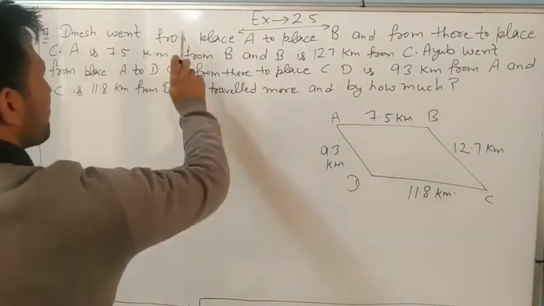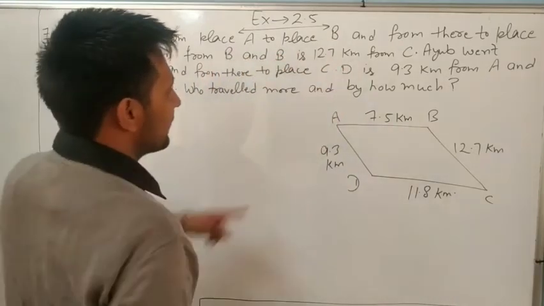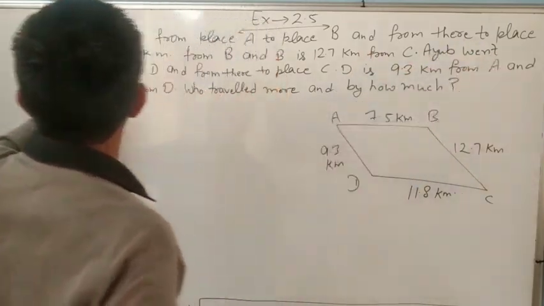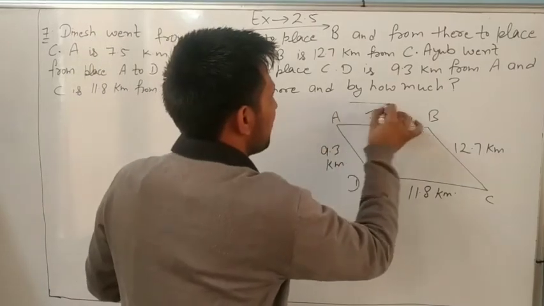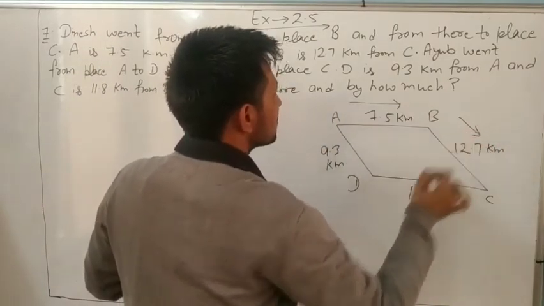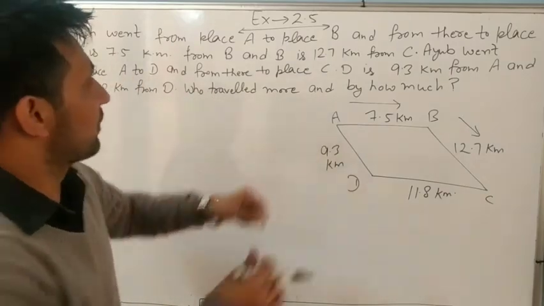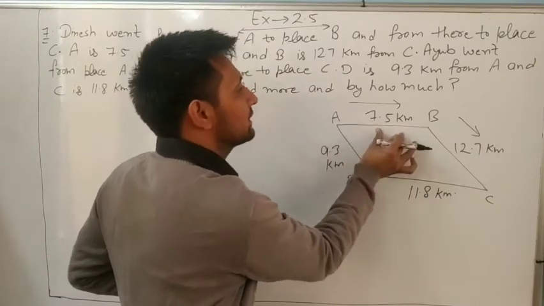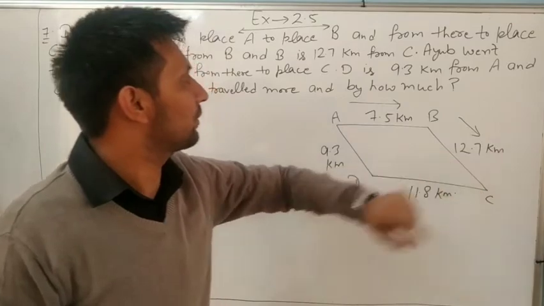Dinesh went from place A to place B, and from there to place C. Dinesh first went from A to B, then B to C. A is 7.5 kilometer from B. It means the distance between A and B is 7.5 kilometer and B to C is 12.7 kilometer.